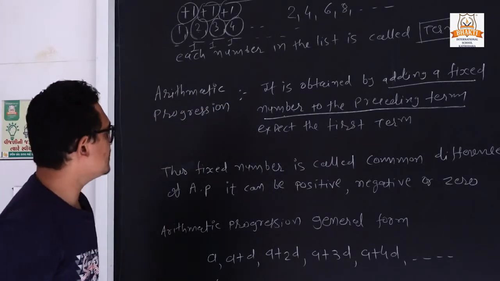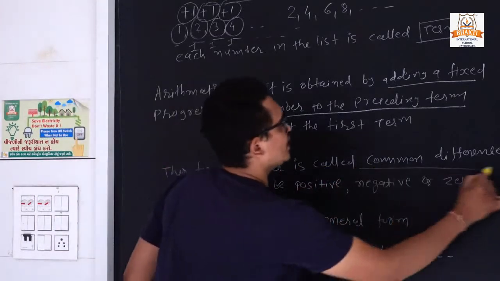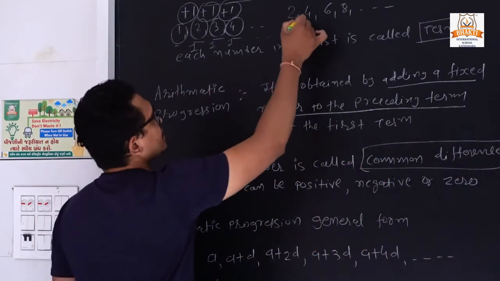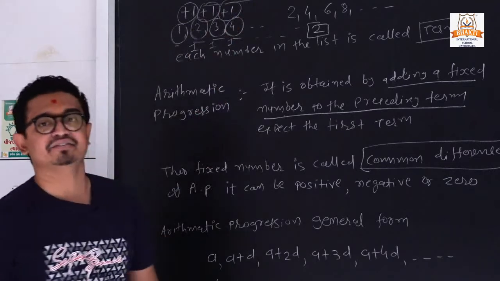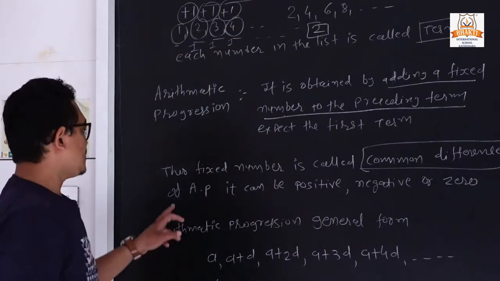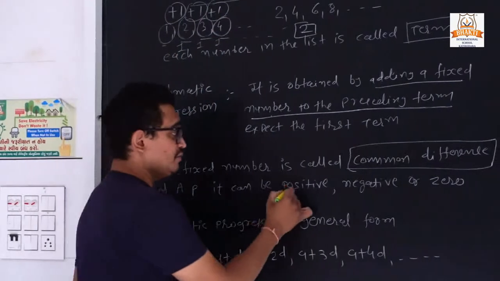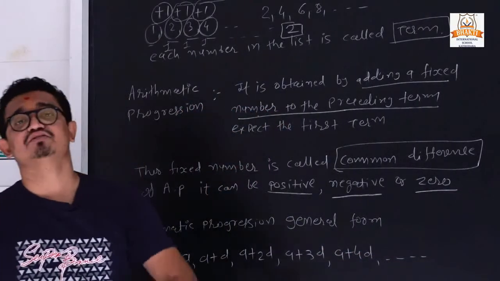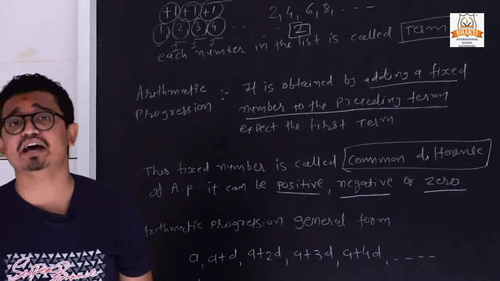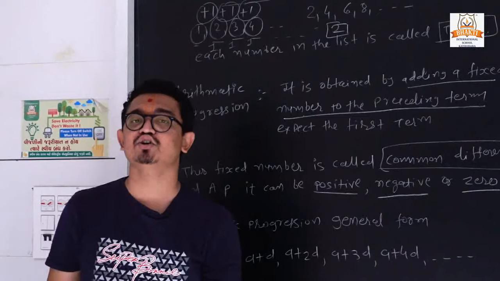Now, what does it mean? This fixed number is called the common difference. Here the common difference is 2. Here the common difference is 1. Sometimes it will be positive, sometimes negative, or sometimes it will be 0. It depends on which kind of arithmetic progression is given to us.